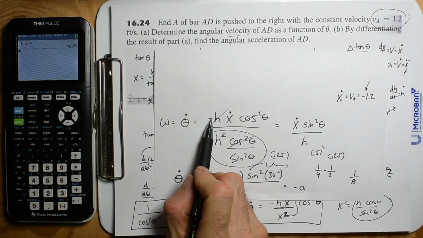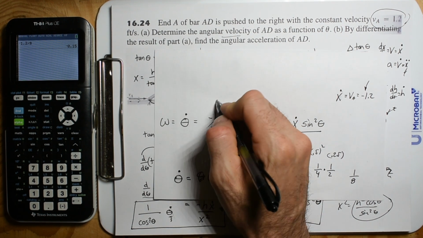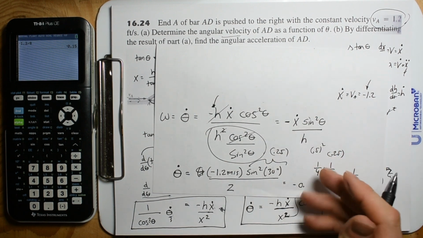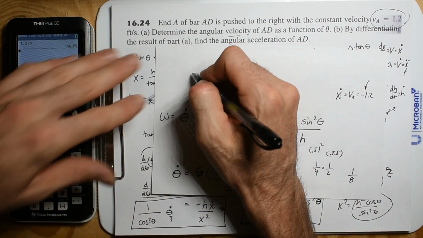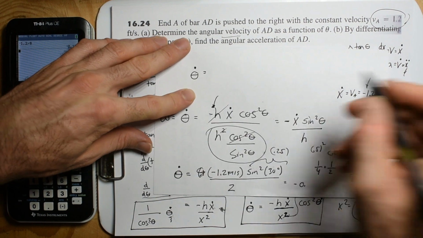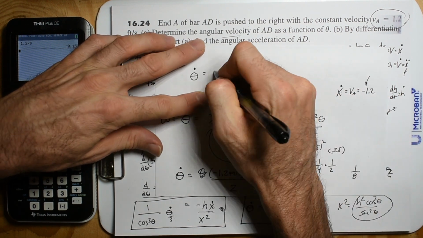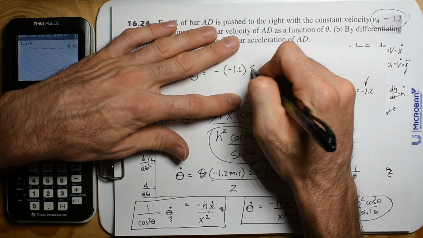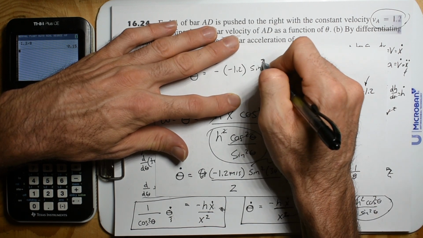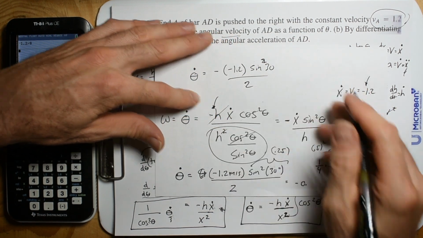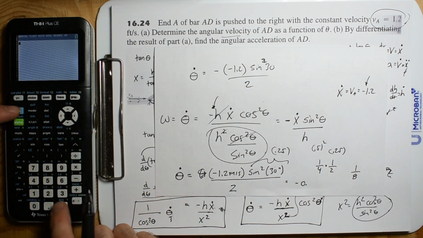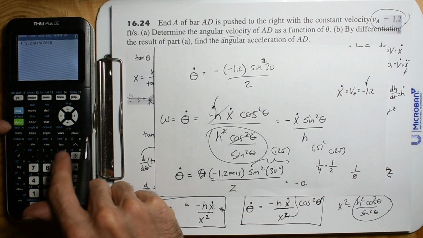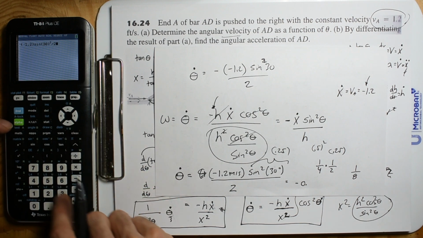My bad. I totally lost this negative sign right here. It should be right here. So the equation is going to be this: negative 1.2 sine 30 squared divided by 2. So there you go, negative 1.2 sine 30 squared divided by 2.